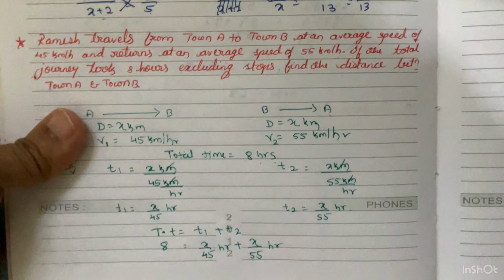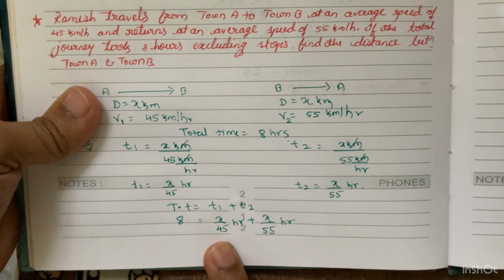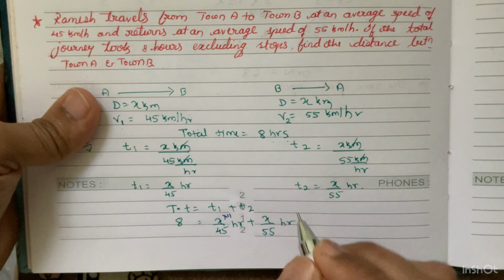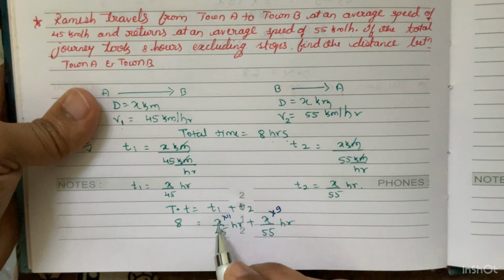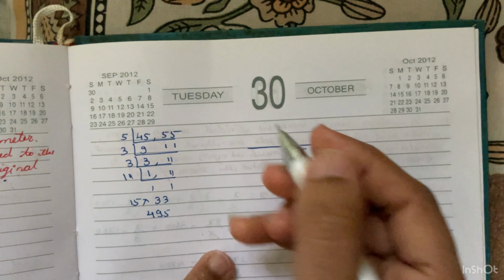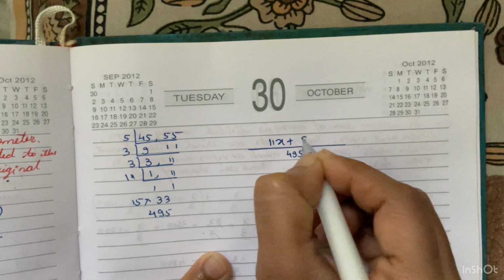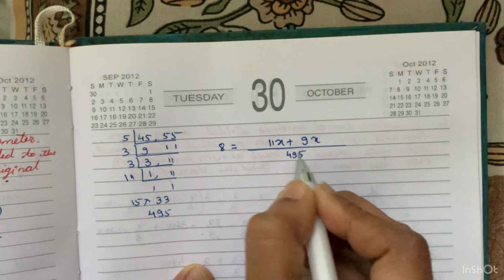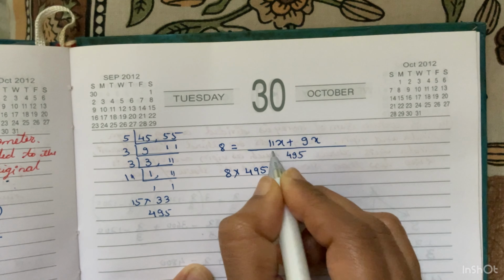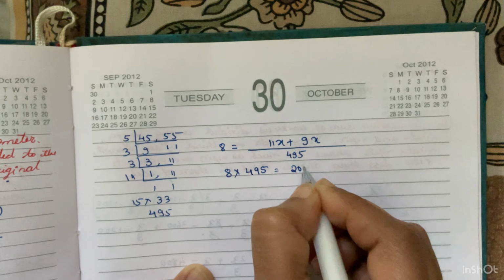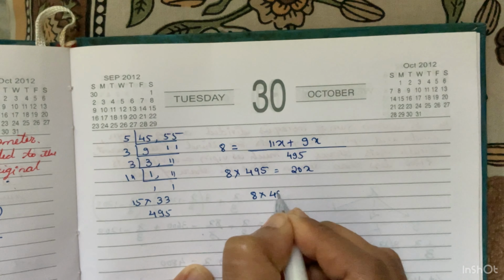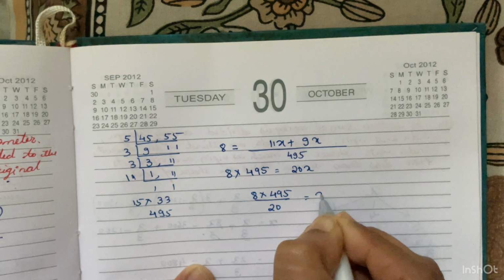Now see here: 45 times 11 is 495, and 55 times 9 is 495. So x into 11 gives 11x, plus x into 9 gives 9x. I'm writing here 11x plus 9x, and on the left side we already have 8. Now let me shift 495 to the left side: 8 into 495, and 11x plus 9x gives 20x. Now we will calculate for x, so I'm shifting 20 to the other side: 8 into 495 by 20 equals x.